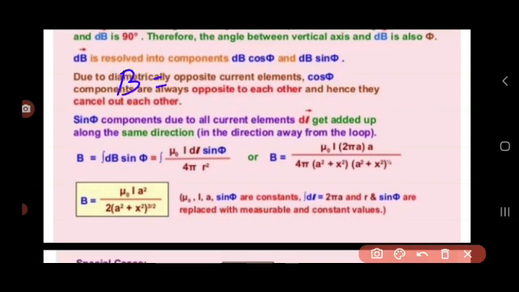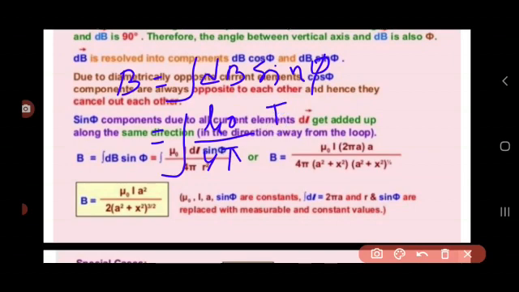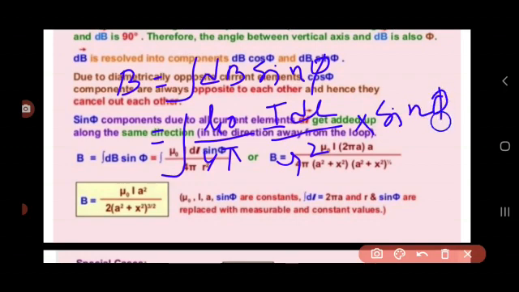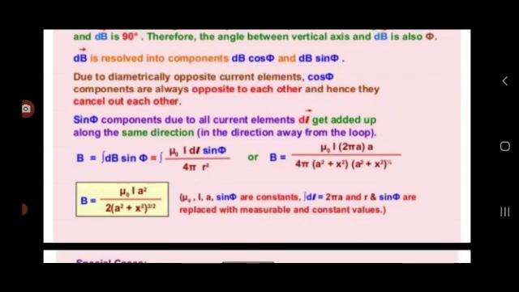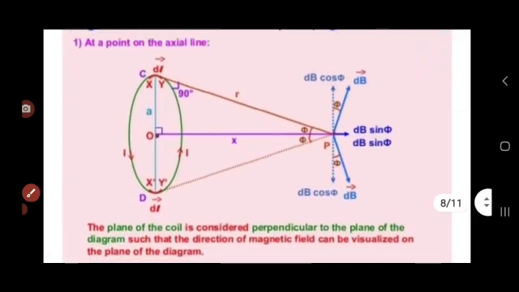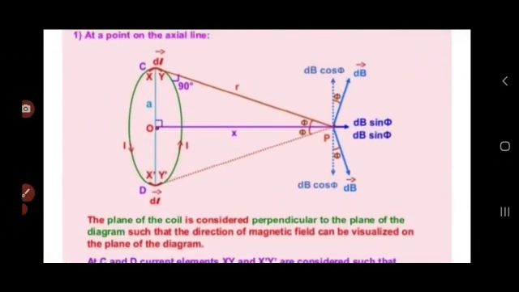See the triangle once again, so we get the value of sin phi. Sin phi is equal to perpendicular by hypotenuse. Perpendicular is a, hypotenuse is r. So sin phi is equal to a by r. Now see the part once again. B is equal to the integral of mu naught by 4 pi, I dl by r squared, into sin phi, a by r.